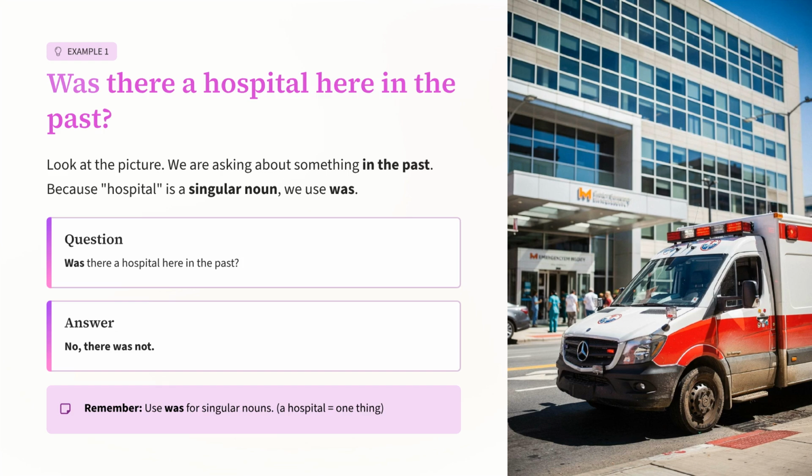Example 1. Was there a hospital here in the past? We are asking about something in the past. Hospital is a singular noun, so we use was. Answer: No, there was not. Remember, use was for singular nouns.